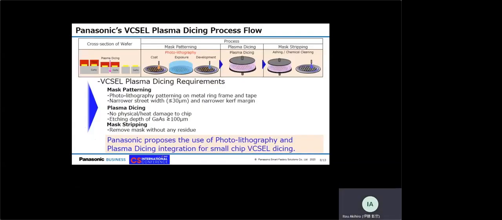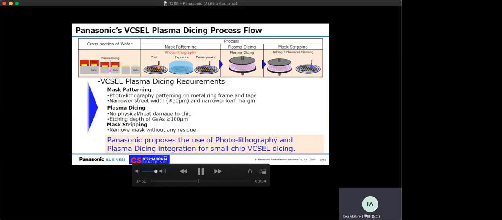In this slide, I would like to explain plasma dicing process flow for VCSEL. In this table, we show the gallium arsenide plasma dicing process flow incorporating photolithography technique. This process flow has 3 steps.